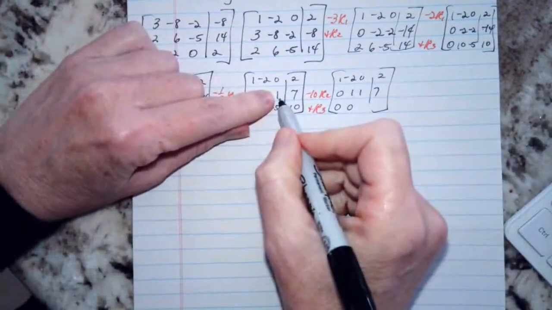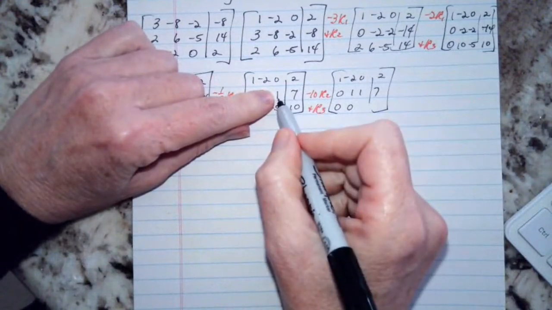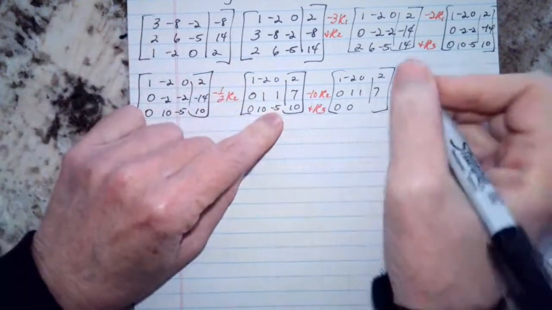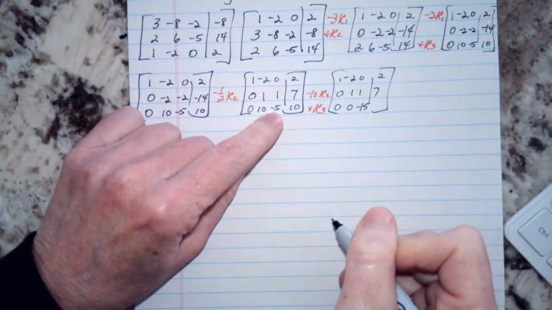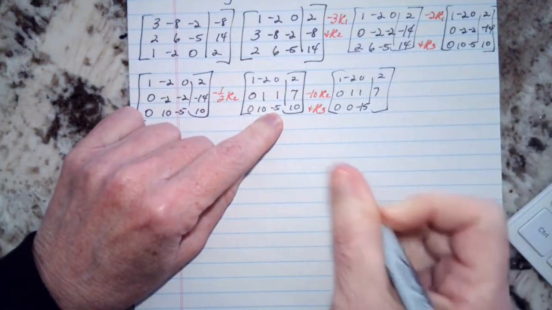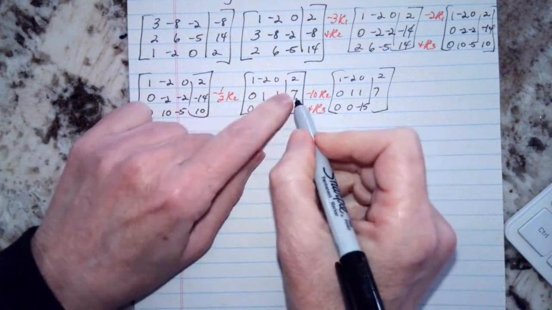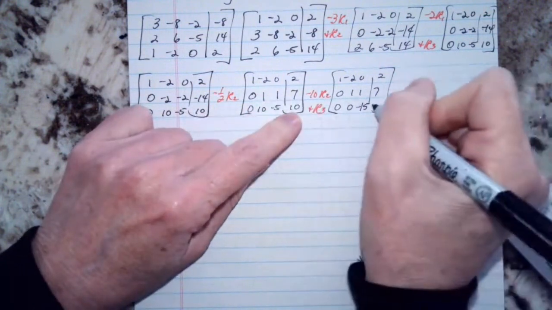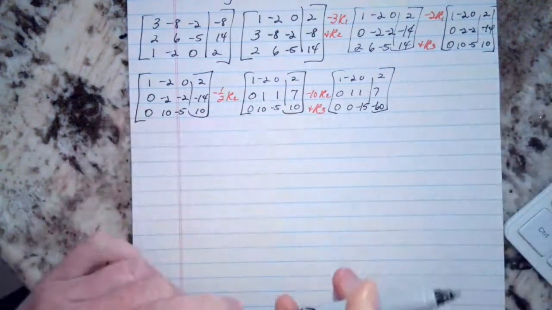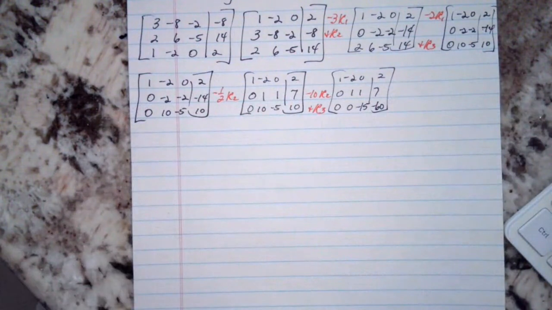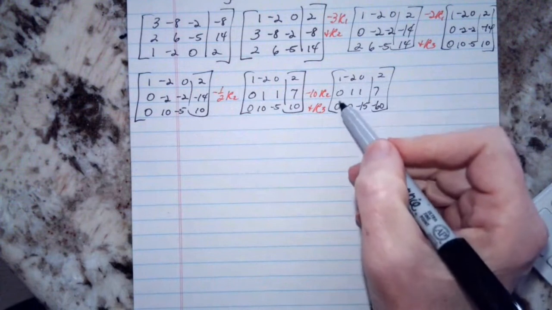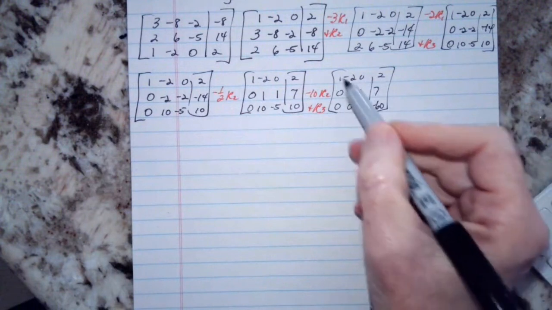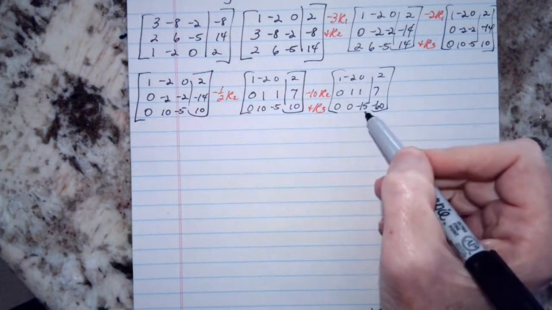Negative 10 times row 2, so negative 10 times that one, negative 10, minus 5, that's negative 15. And then negative 10 times 7 is negative 70. It's going to give us negative 60 there. We want to make this guy be a 1. We've got 1, 0, 0, 1, 0, and now diagonally we need this to become a 1.